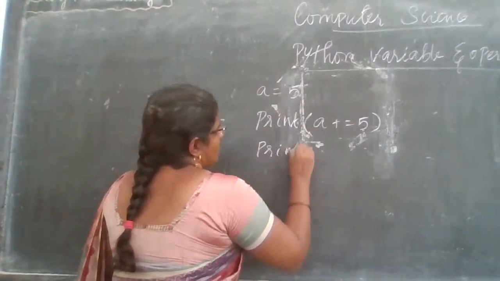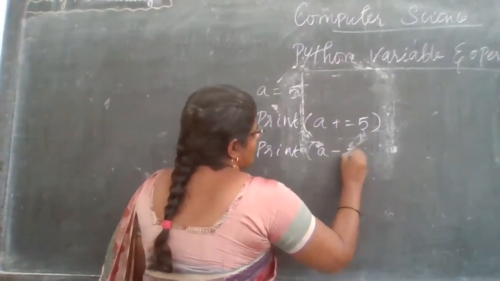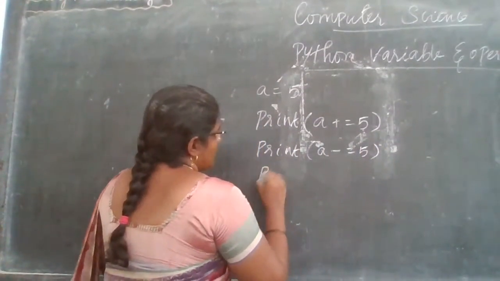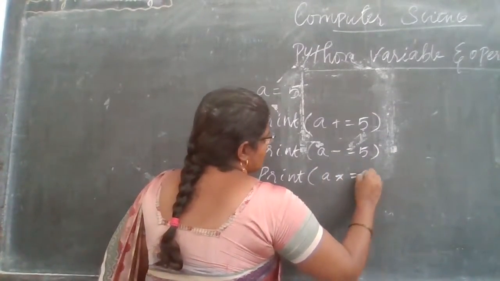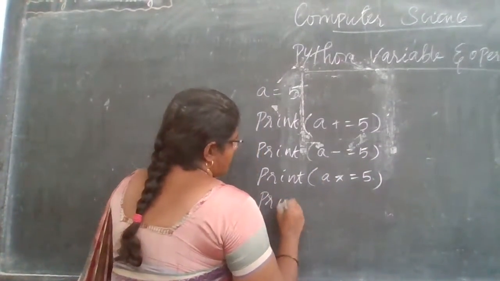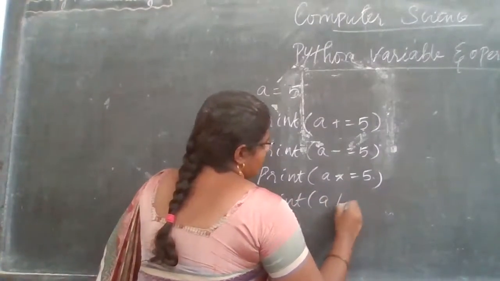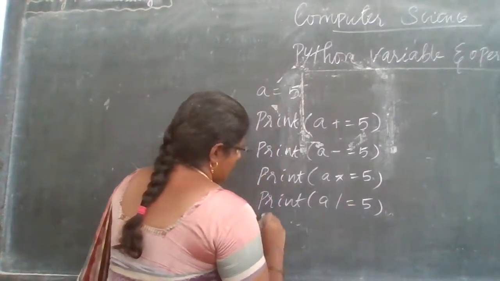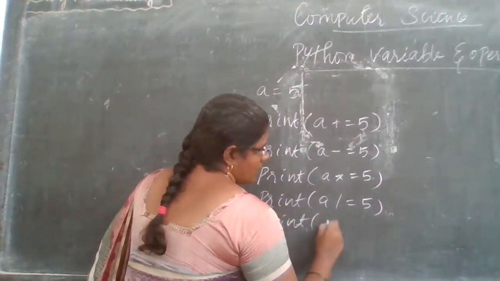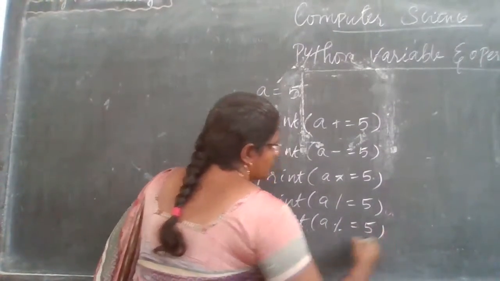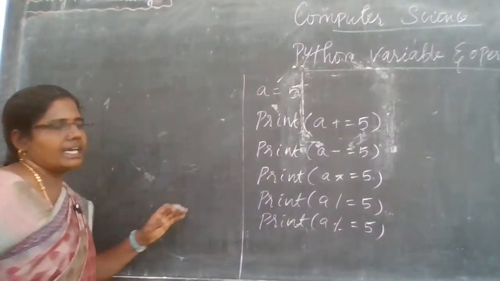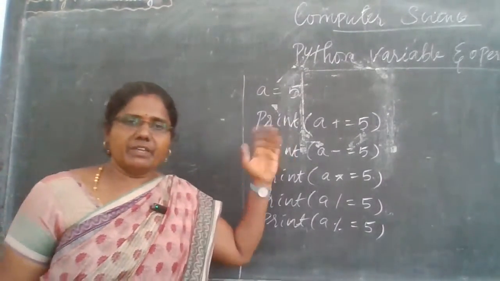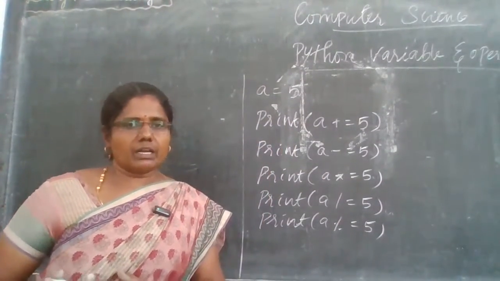Print a minus equal to 5. Print a multiplication equal to 5. Print a division equal to 5. Print a modulo division equal to 5. Okay, what will be the output of the program? Here I am only using expressions. In previous programs we discussed along with strings.